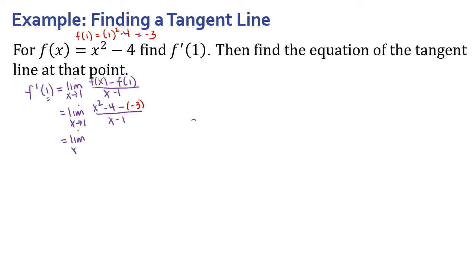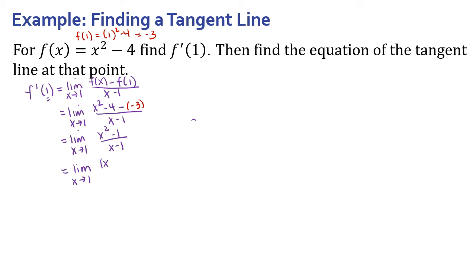So this becomes the limit as x approaches 1 of x squared minus 1 all over x minus 1, because negative 4 minus a negative 3 is the same thing as negative 4 plus 3, which is negative 1. Right now if I try to substitute 1 in for x, I'm going to get 0 over 0, so I am in that indeterminate form. So right now I can't just substitute that in. So let's use some of those problem-solving strategies we learned in earlier sections to find an equivalent function.